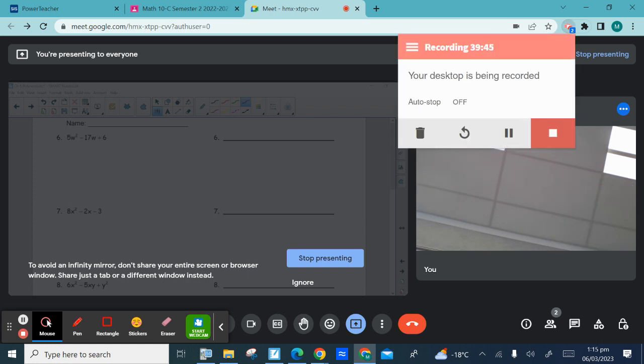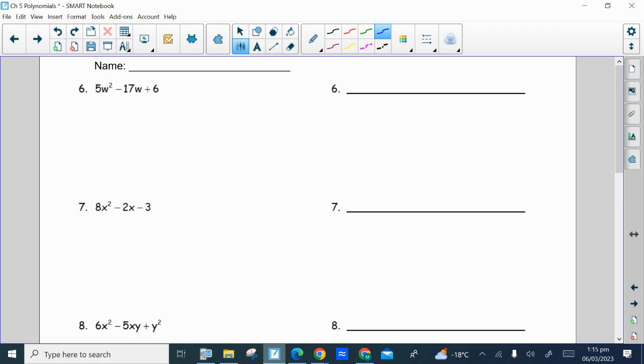Sorry? This is the hardest type of factoring you're going to see in this class. In this class? In this class. Oh, I thought it was for the rest of high school. No, there'll be some stuff a little bit harder later on, but for now, this is the hardest. Yes, ma'am. Yep.